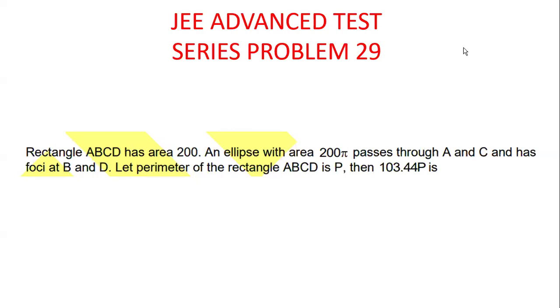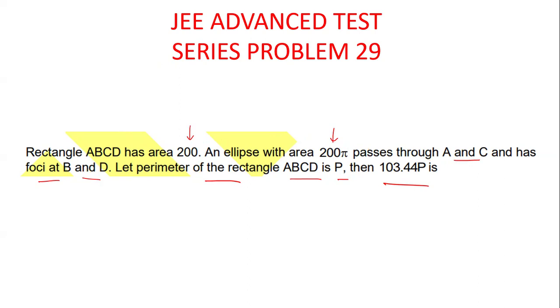So hello guys, in this video we are going to solve this problem. In this problem it is given that rectangle ABCD has an area of 200 and an ellipse with area of 200 times pi passes through the points A and C and has foci at B and D. Let the perimeter of the rectangle ABCD be P, then we have to find the value of 103.44 times P. So this is the problem.